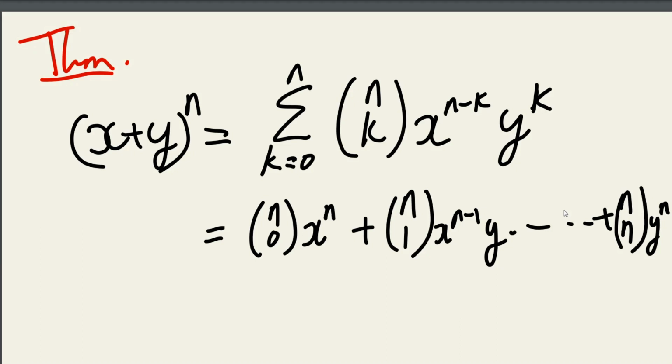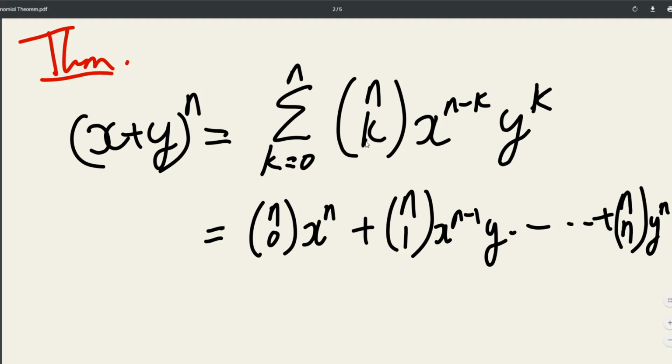The binomial theorem comes in handy when we have a situation like this, when we have (x + y)^n. Now these can be real numbers, rational numbers, any kind of numbers. And then the theorem gives us that (x + y)^n is equal to the sum from k equals 0 to n of n choose k, x^(n-k), y^k.